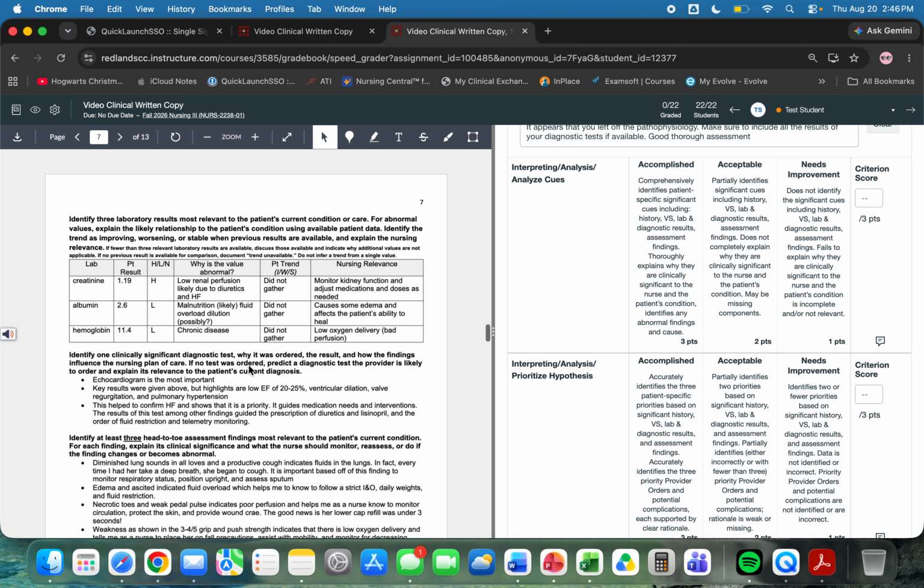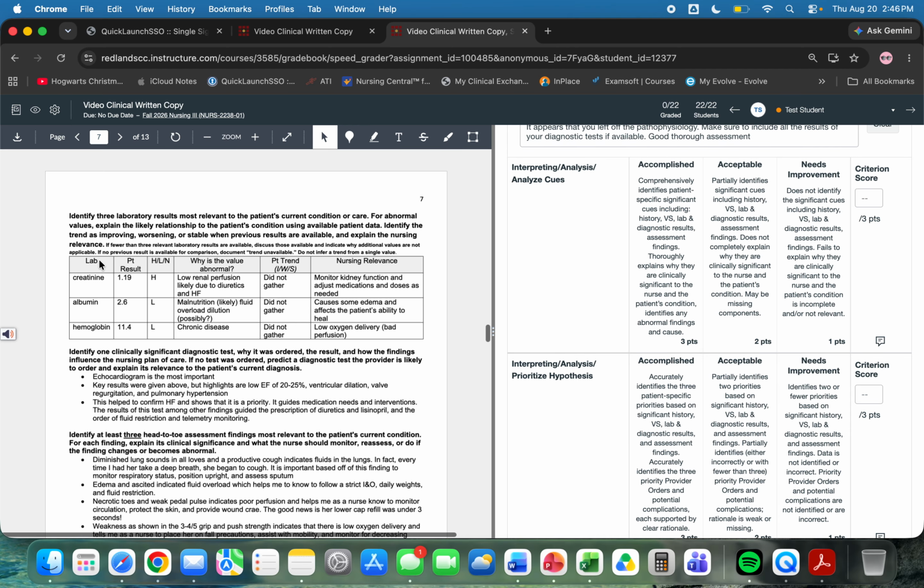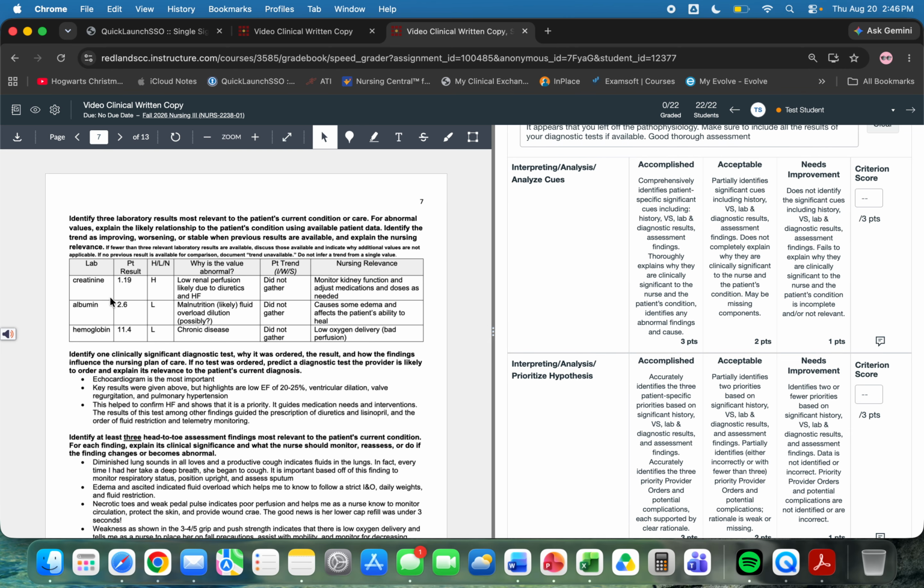Relevant labs to the current condition. So it looks like she has listed out the things she felt like were the most applicable to this patient. And so sometimes I have to go up and look at the labs that they listed. But she did list 3 kind of out of range labs. So her creatinine was a little elevated, albumin was a little low, and hemoglobin was a little low. And she put her reasoning for those labs being abnormal here.